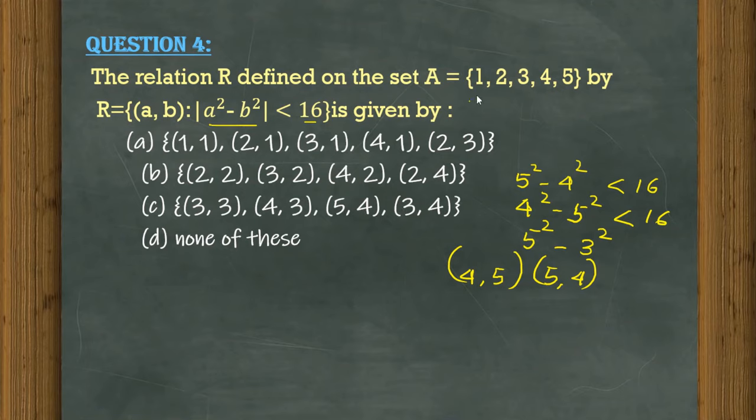If 1, 2 we can take, 2 square minus 1 square is less than 16, but the most important thing is 4 and 5, 5 and 4 both should be present in the relation, but here in A 4 and 5, 5 and 4 is not present. In B also it is not present, so it cannot be the option. In C also only 5 4 is present. 4 5 is not present and other things are also not present. So C also is not the option. So our option is none of this.